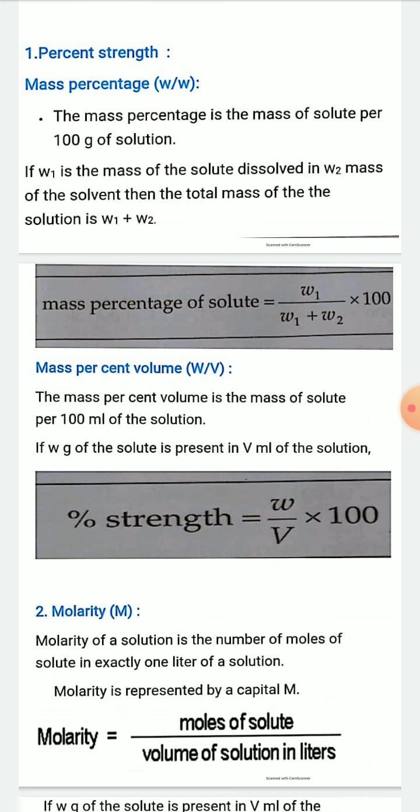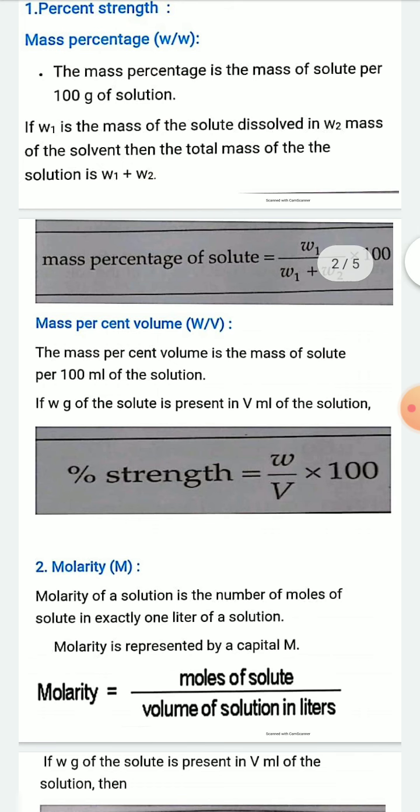And now mass percent volume, that is W by V percent, where W is the mass of solute and V is the volume of the solution. Here you have to take mass of solute and volume of solution, not mass of the solution. The mass percent volume is the mass of solute per 100 ml of the solution, not per 100 gram of the solution.